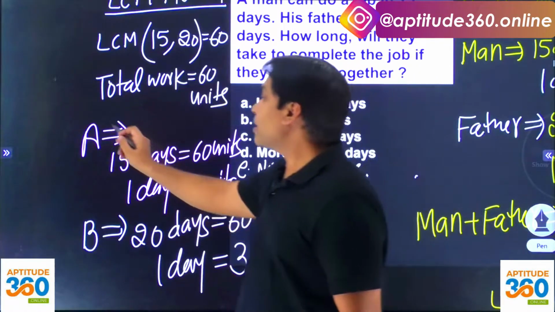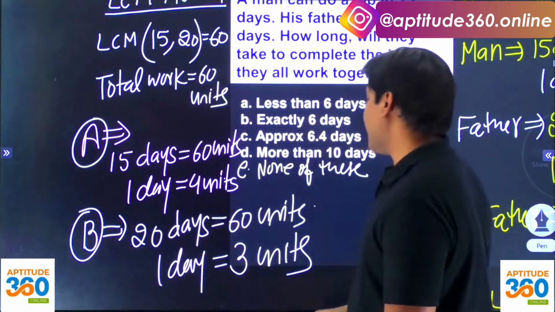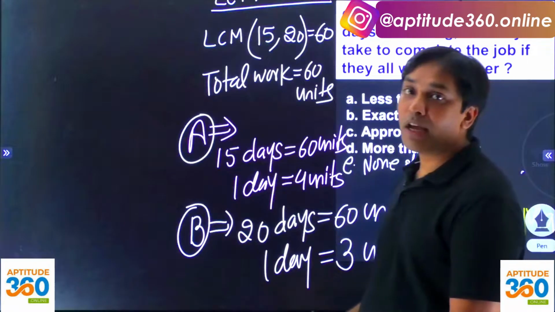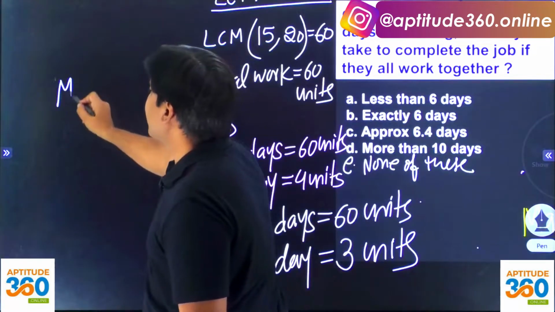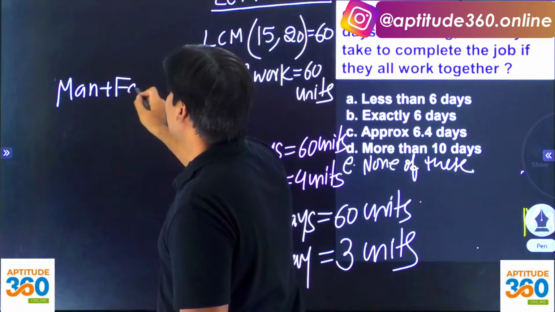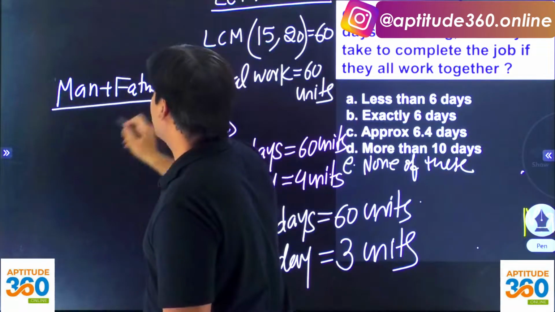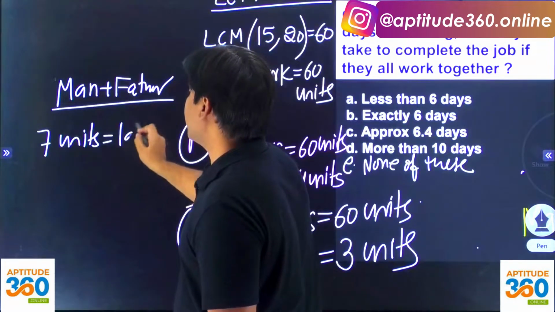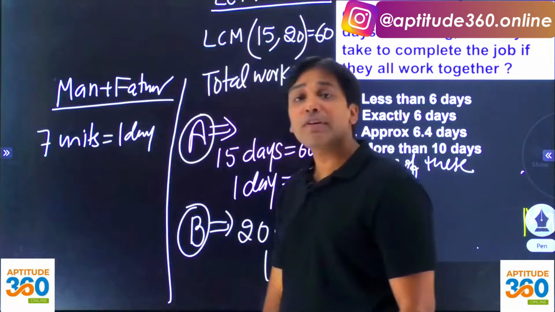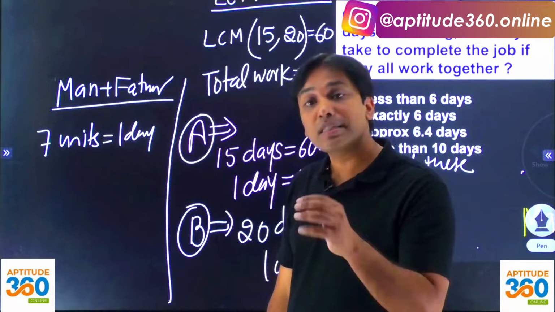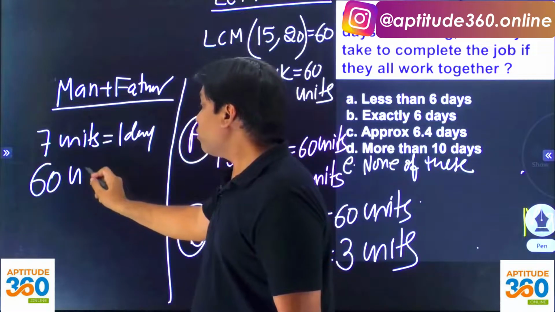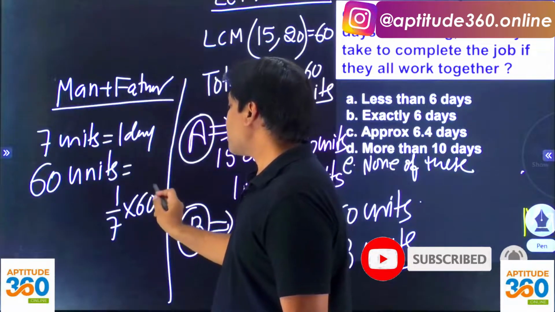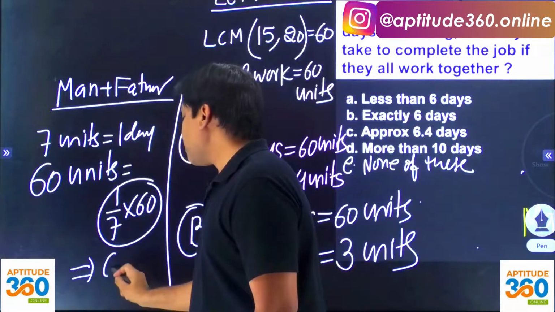Now, since the man and the father, they are working together, tell me in one day how much work they would be completing. So man and father, they are doing 4 plus 3, 7 units. 7 units in one day. And how much work that we have? The total work that we have taken is 60 units. So 60 units of the work would be done in how many days? 1 by 7 into 60. That is the answer that you found out through your LCM ratio method, 60 by 7.